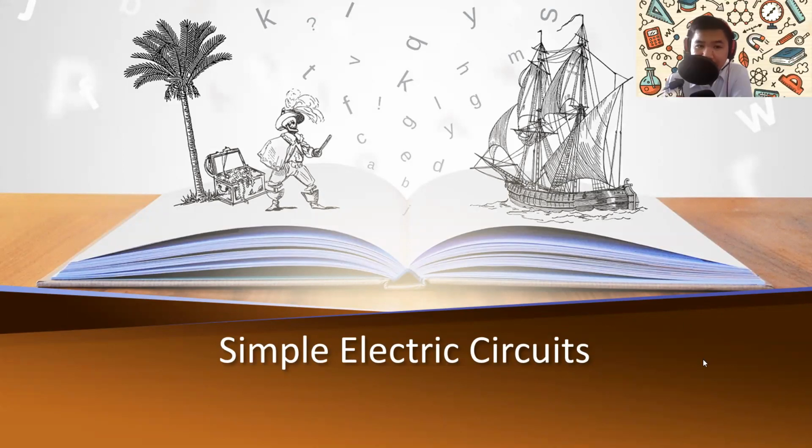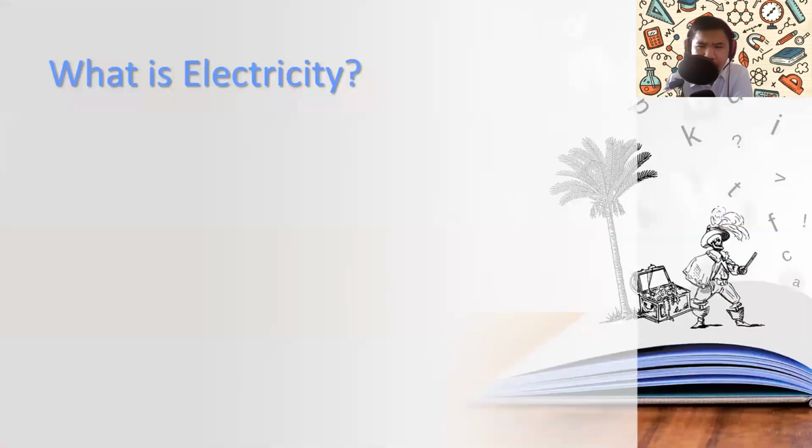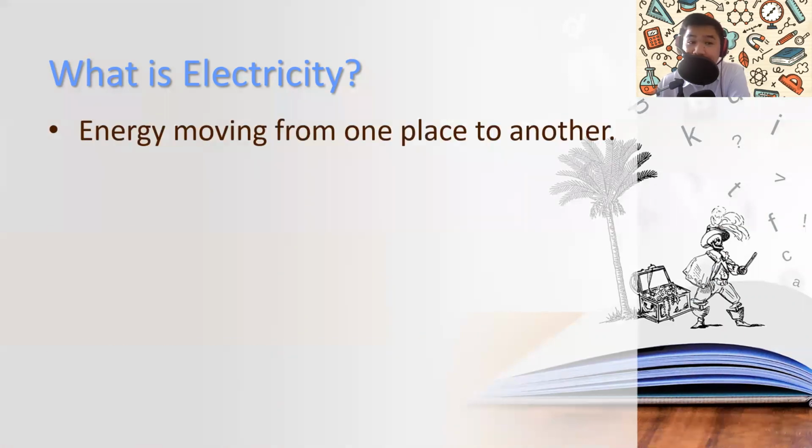There you go. Simple electric circuits. But first, before we answer what is a simple electric circuit, we must first know what is electricity. What is electricity? Well, electricity is energy moving from one place to another. It's energy being used while it is moving from one place to another.